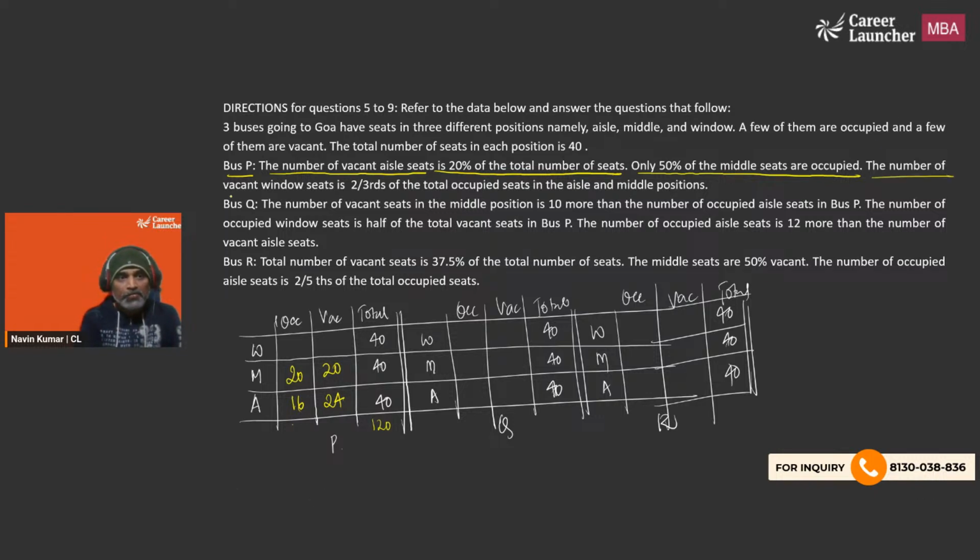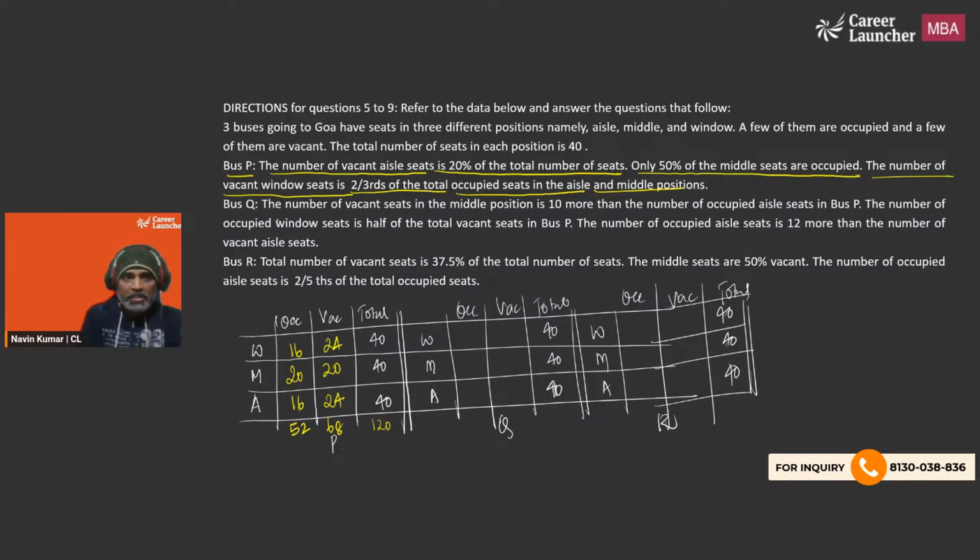Next, the number of vacant window seats is 2/3. This is 2/3 of the total occupied seats in the aisle and middle position. So aisle and middle position ka occupied is 36. Uska 2/3, that's 24, is going to be vacant. So this is going to be 24. If 24 are vacant, that means another 16 are occupied. So the total vacant seats we can see is 68. That would mean the occupied seats, they are 52.